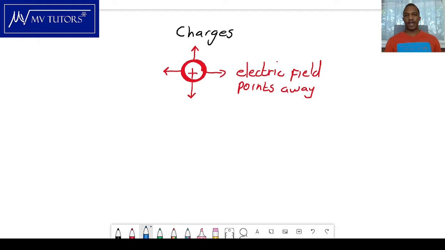But for a negative one, look at this. It's like that. It goes inwards, just like that. So the electric field of a negative charge points inwards.